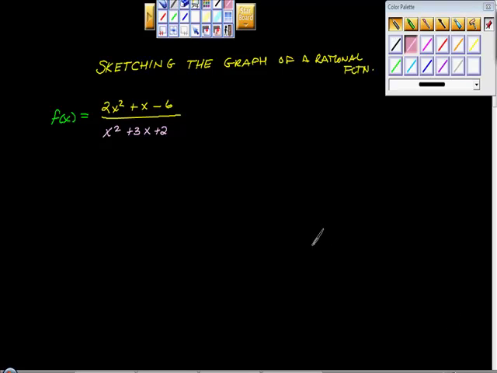Alright, this is another video on sketching the graph of a rational function. This is really, really important stuff. It shows up everywhere. This is one of those things that you learn in pre-cal and in Algebra 2. It actually shows up on the AP Cal exam. So let's just go through this a little bit.